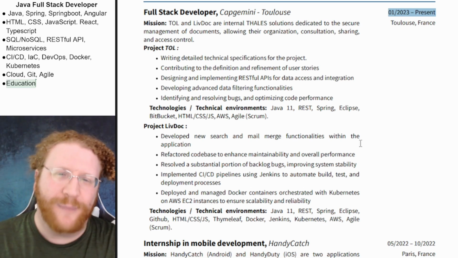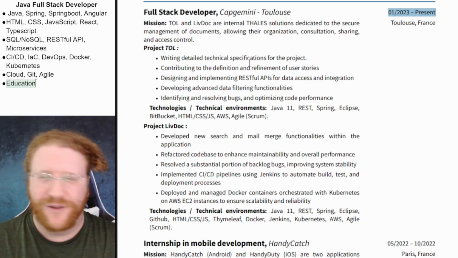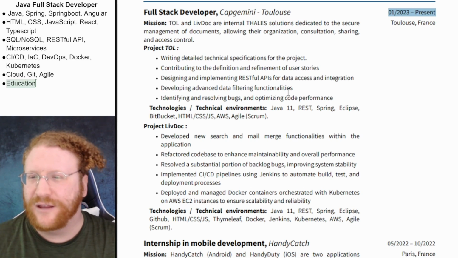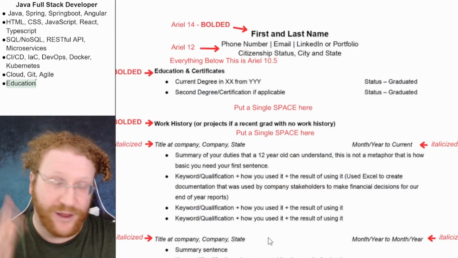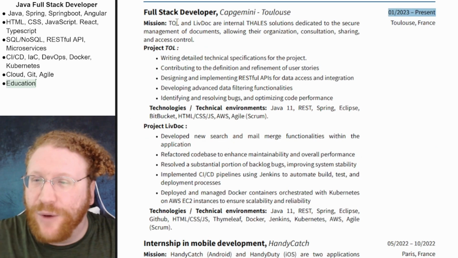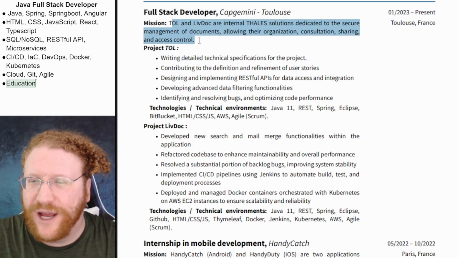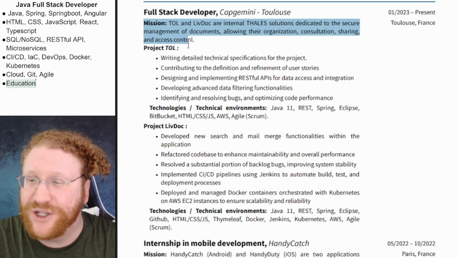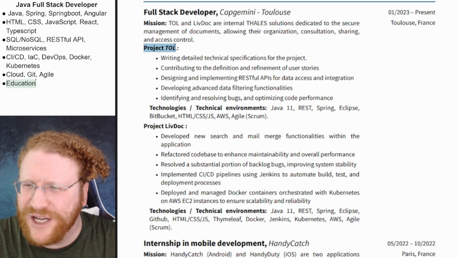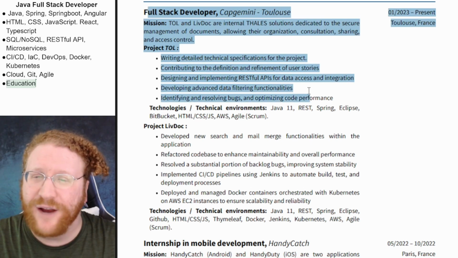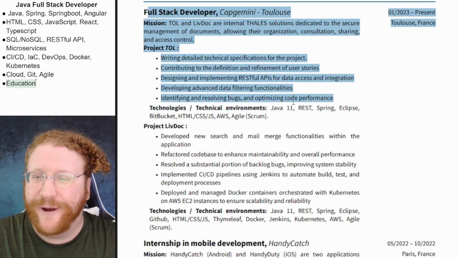So I can't scroll up because this person fully doxes themselves. So this is the only thing I can show you. Formatting's not great. It's not the worst, but it's not good. Again, I want it to look like this. TOL and internal dedicated security. Again, there's nothing here. I don't care about a mission. Project TOL: writing detailed technical documentation for RESTful APIs. There we go. That's something I need. So yeah, there's nothing here I need besides RESTful APIs.